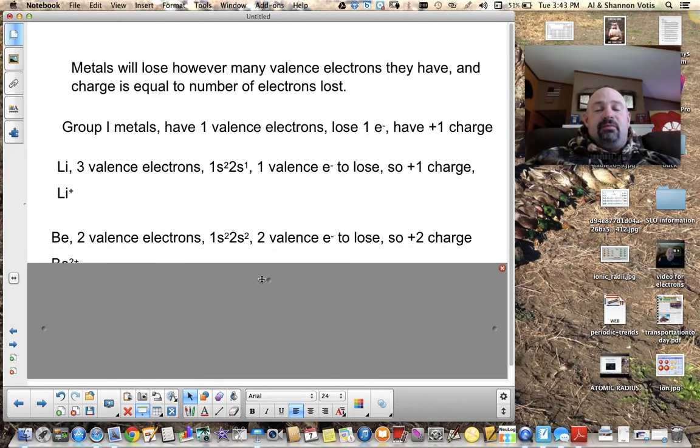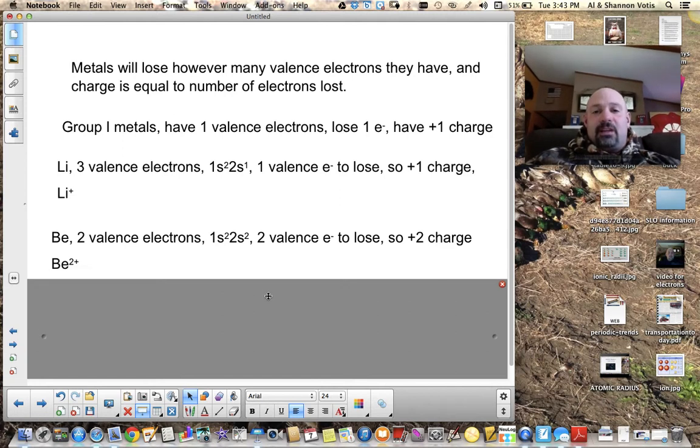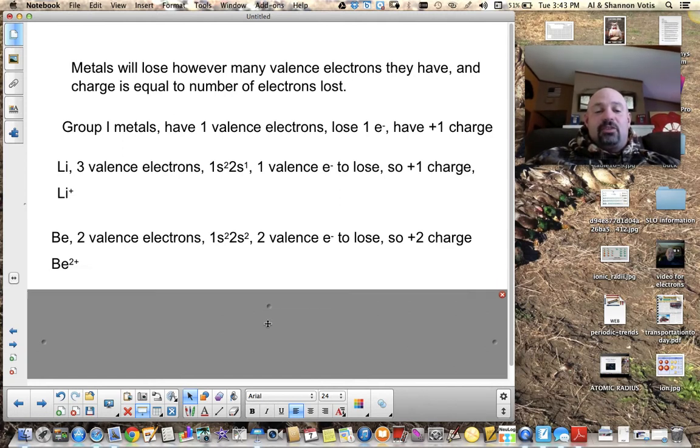Beryllium, though, is in group 2, so beryllium is going to lose 2 valence electrons, those 2 electrons from the 2s, because it's not 8 yet. And so it's going to have a +2 charge. Aluminum with 3 valence electrons would lose 3 electrons, and so on and so forth.